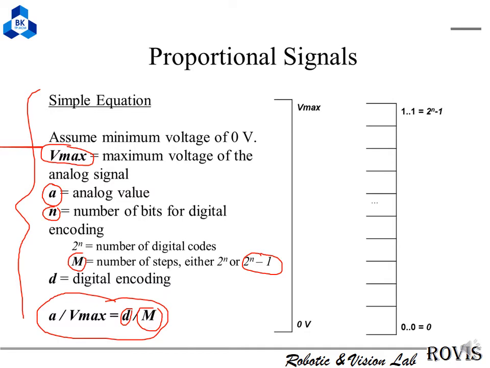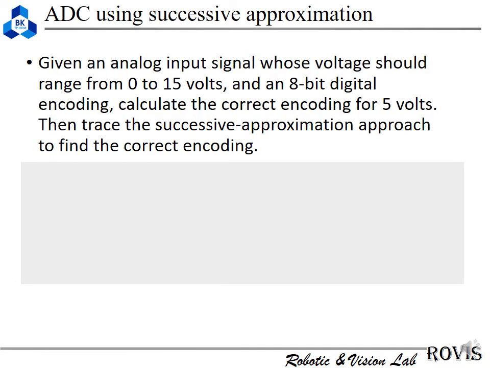For example, we have an analog signal that can produce from 0 to 15 volts, and we use a 4-bit digital signal. So we calculate the correct encoding for 5 volts. That means when it is 5 volts, what is the digital signal here?